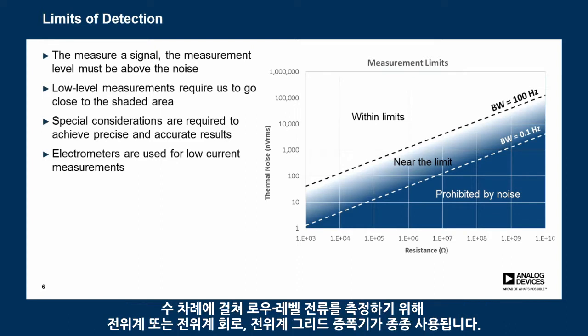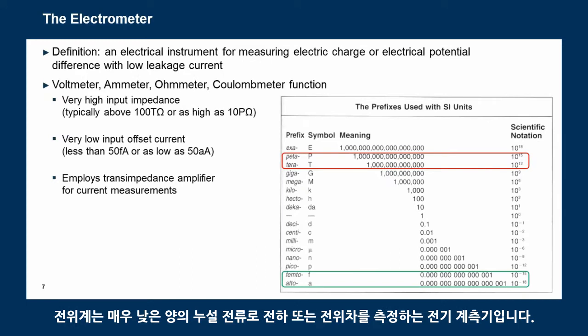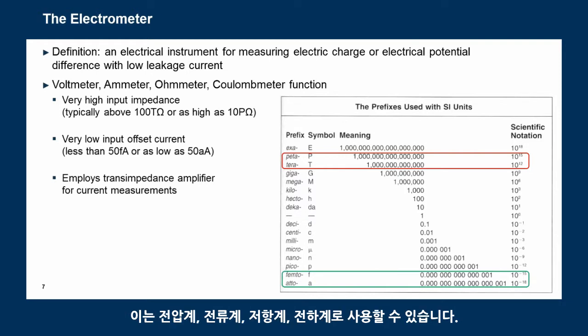And many times for low-level current measurements, electrometers or electrometer circuits or electrometer grade amplifiers are often used. So before we move on, I'd like to first define what an electrometer is to make sure all of us are on the same page. An electrometer is an electrical instrument for measuring electric charge or electrical potential difference with very, very low amount of leakage current. You can use it as a voltmeter, an ammeter, ohmmeter, or a coulometer.